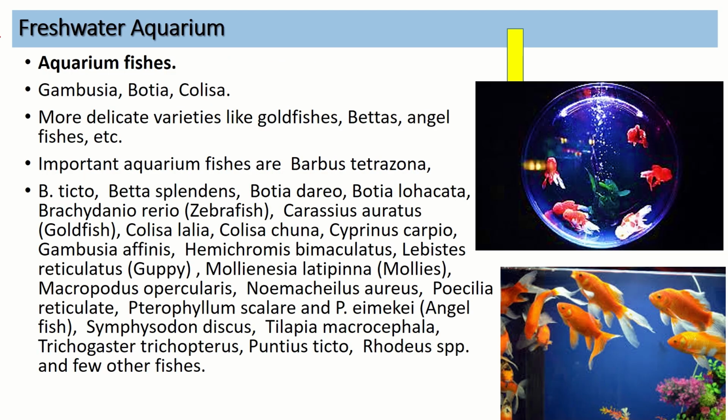Next point, aquarium fishes. Choice of aquarium fish depends upon the fancy of the fish lover. A beginner should choose some hardy varieties of fishes to start with, like Gambusia, Botia, Colisa. Later, he may dabble with fancy and more delicate varieties like goldfish, bettas, angelfish, etc. Generally, small-sized fishes are preferred for aquarium.